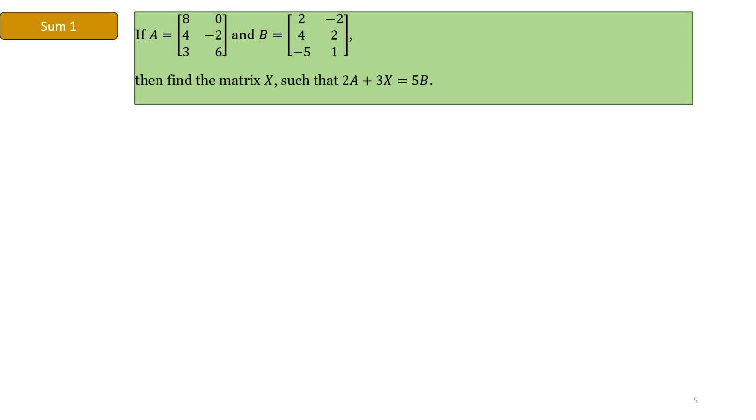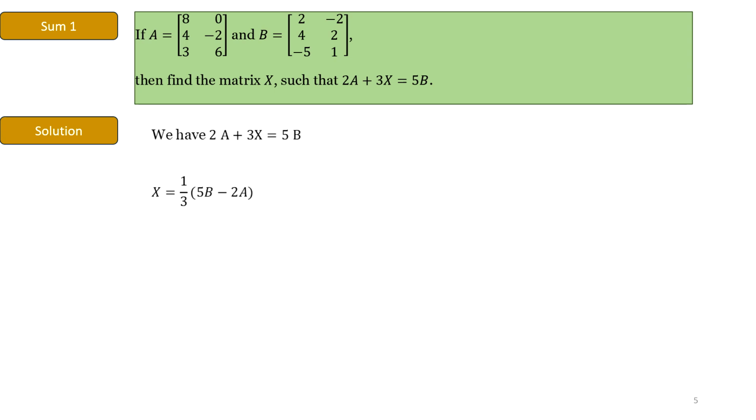Sum number 1. A is a 3 by 2 matrix with elements 8, 0, 4, minus 2, 3, and 6. B is another 3 by 2 matrix with elements 2, minus 2, 4, 2, minus 5, and 1. Then find the matrix X such that 2A plus 3X equals 5B. We have 2A plus 3X equals 5B, or X equals 1/3 of (5B minus 2A), where A, B, and X are matrices.